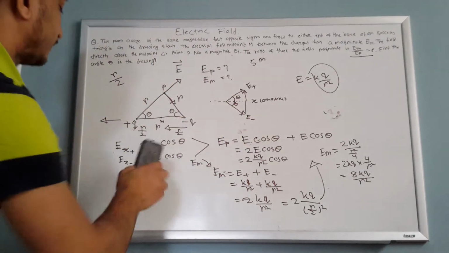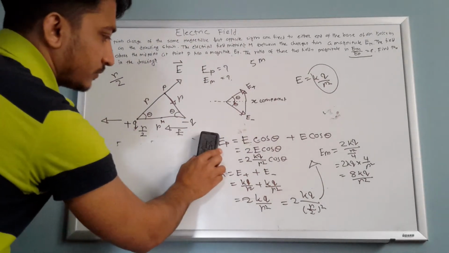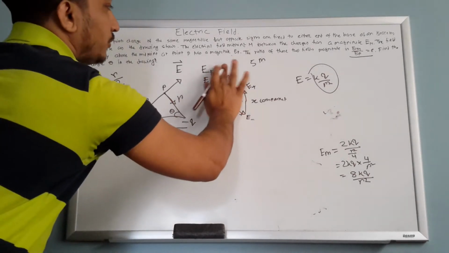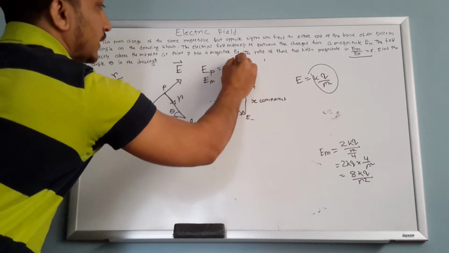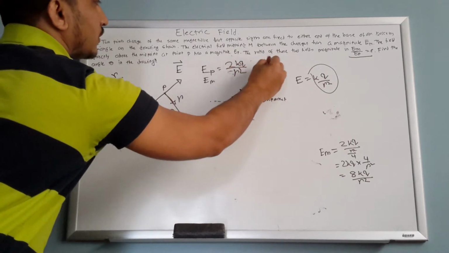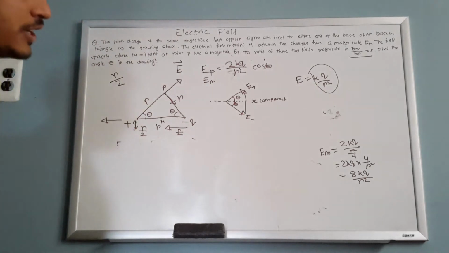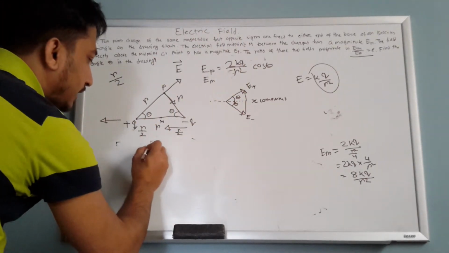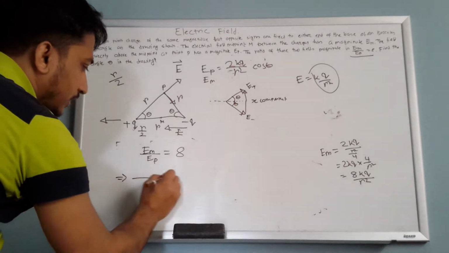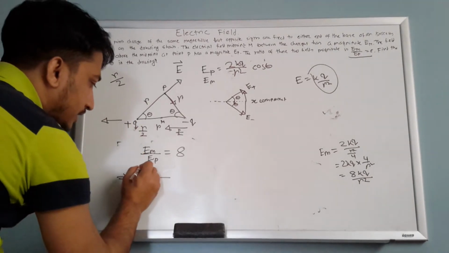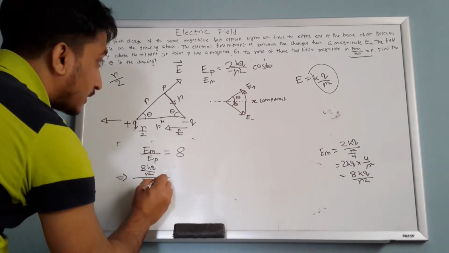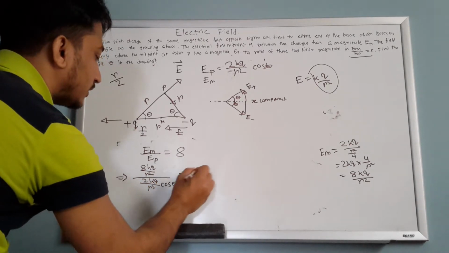Right now, what is the EP we found? We found that EP is 2kq over R squared cos theta. And for EM we found 8kq over R squared. We have a ratio: EM over EP is equal to 8. EM is given as 8kq over R squared, and EP is 2kq over R squared cos theta, which is equal to 8.